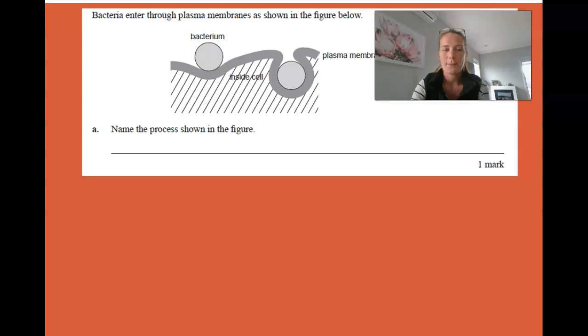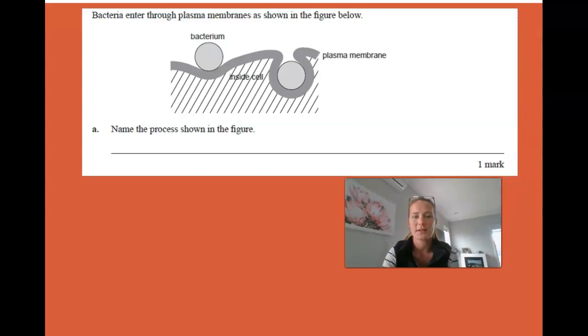Okay, and then one more. Bacteria enter through plasma membranes as shown in the figure below. No arrows to watch out for, but you are picking up on the keyword that's saying the bacteria is entering. So it is a bacterium, and hopefully that's made blindingly clear then. Name the process shown in the figure. And pause for you to answer.